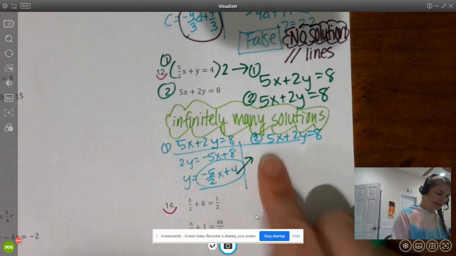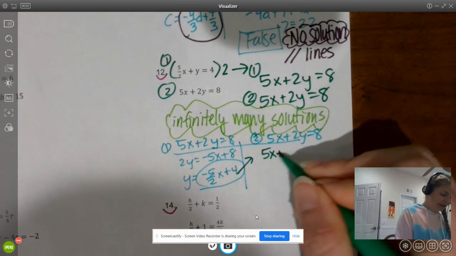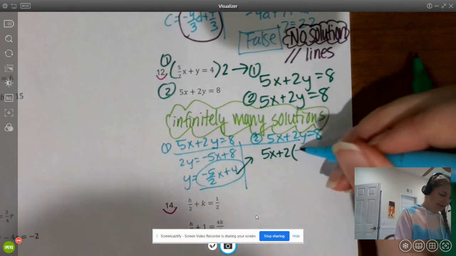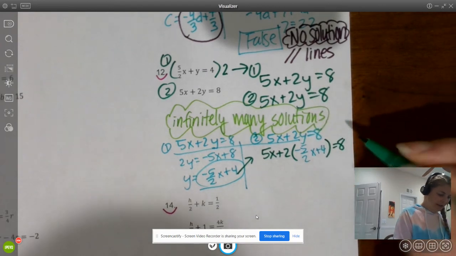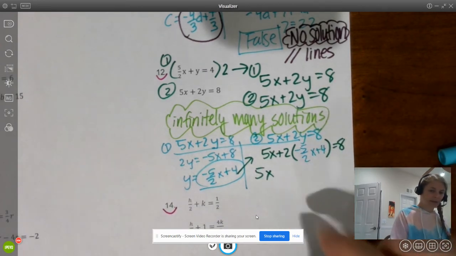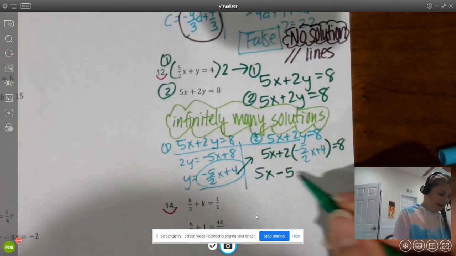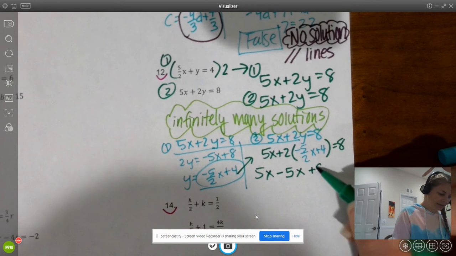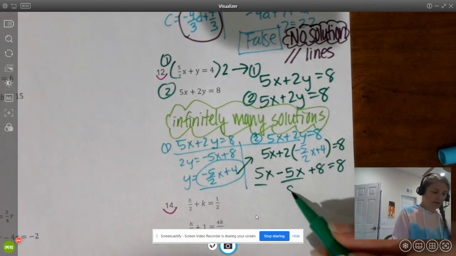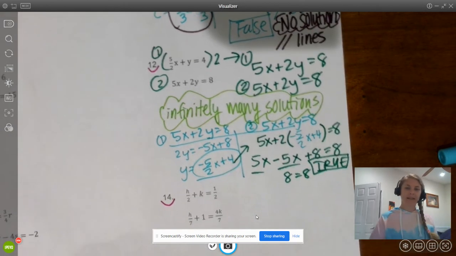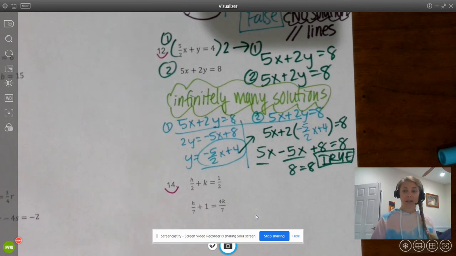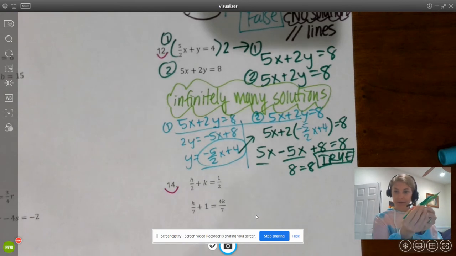But what we can see is 5x plus 2 times negative 5 halves x plus 4 is equal to 8. So 5x, when I multiply by 2, I'm going to actually clear that fraction, which is really great. Negative 5x plus 8. These variables cancel out, and I get 8 equals 8, which is true. It's a true statement, but it doesn't allow me to substitute into the other equation to solve for a point of intersection. So these two lines are actually the same line. They intersect everywhere, therefore infinitely many solutions.